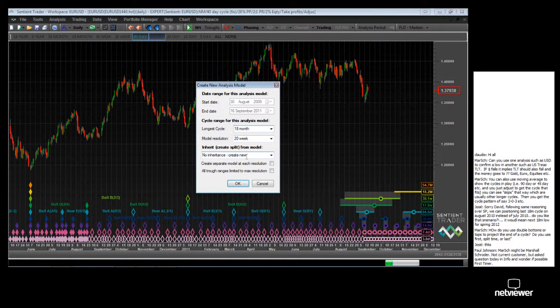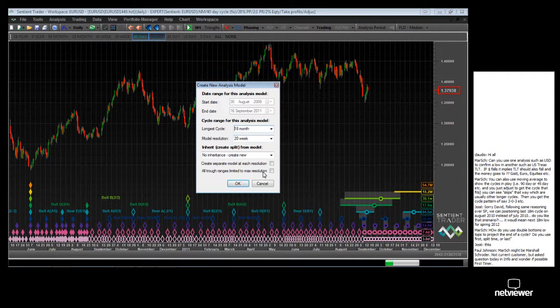You can inherit models from other models so that you can apply them to different stocks. You can apply the Euro-US dollar model to any other price data you like. You could apply it to the Euro British Pound or whatever, and see what it does and enhance your analysis in that way. But let's not get complicated.